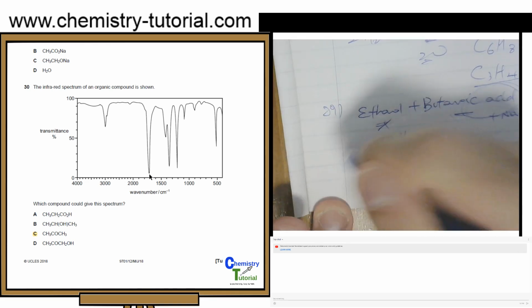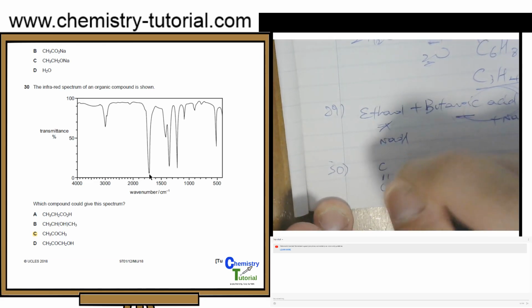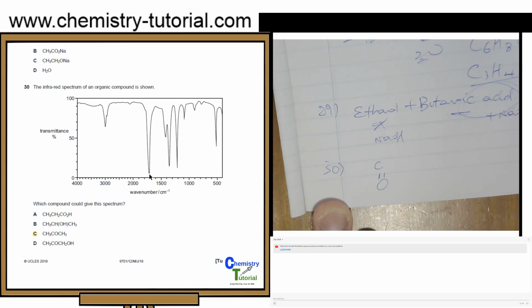So for question 30, there is a carbonyl group present. And this carbonyl group is that of the aldehyde and the ketone. So that means we should search for the one with a ketone or an aldehyde group. Well, A is out, B is out, C is a ketone, it's a propanone, D is possible because there's a C=O over here, so it's a ketone. So that means we should only consider options C and D.